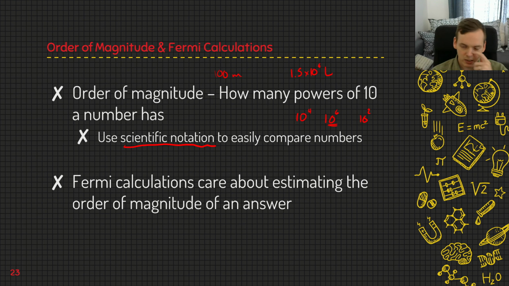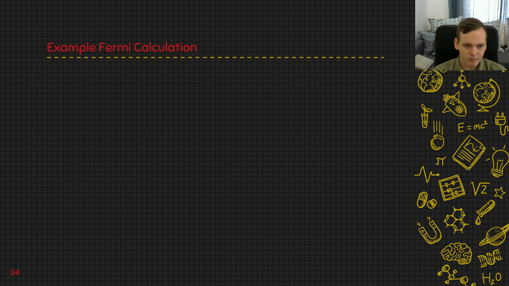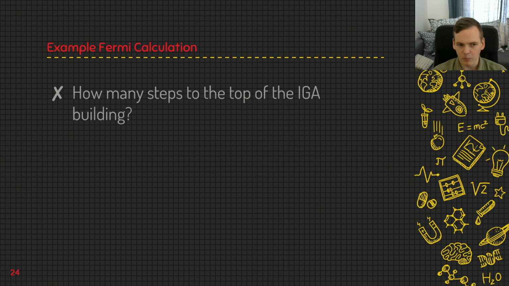Fermi calculations is this idea of how do you do an estimation quickly just to get, am I looking at tens, hundreds, thousands, millions, etc. So let's do a quick example. How many steps to the top of the IGA building? And the idea behind a Fermi calculation is to just get rough estimates of the numbers and get a ballpark.